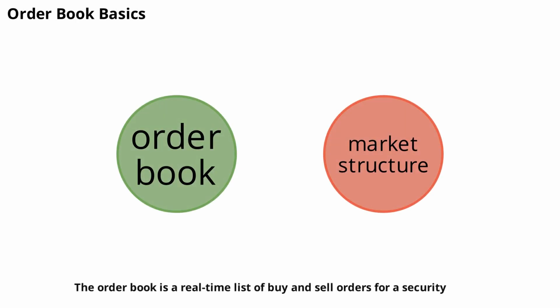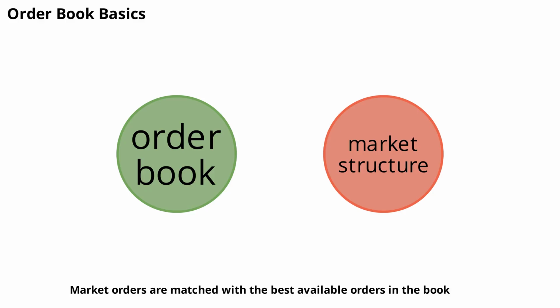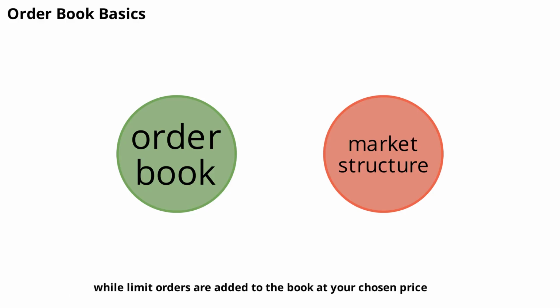The order book is a real-time list of buy and sell orders for a security. Market orders are matched with the best available orders in the book, while limit orders are added to the book at your chosen price. Understanding the order book helps you see where your order fits and how likely it is to be filled quickly.